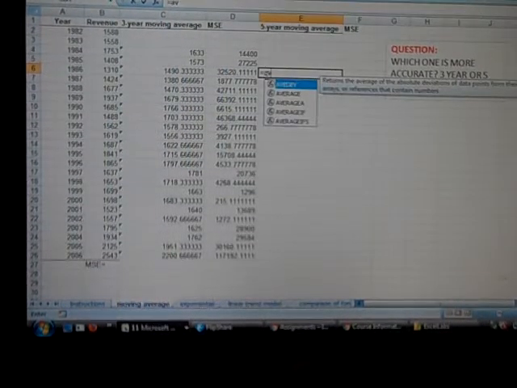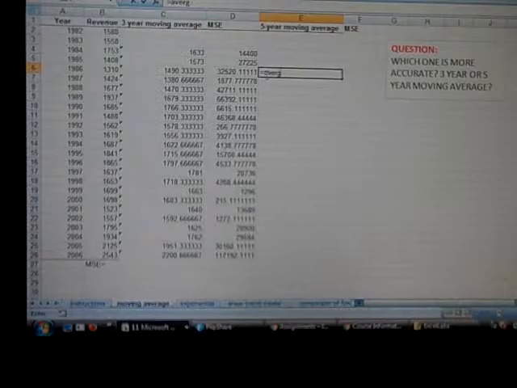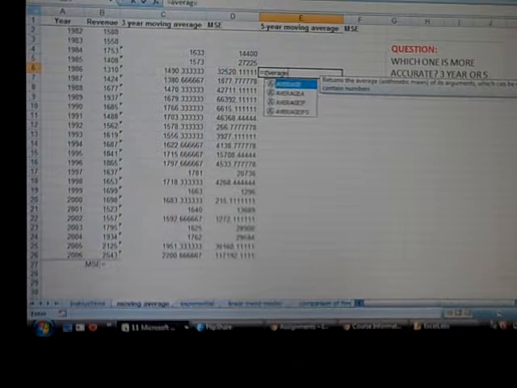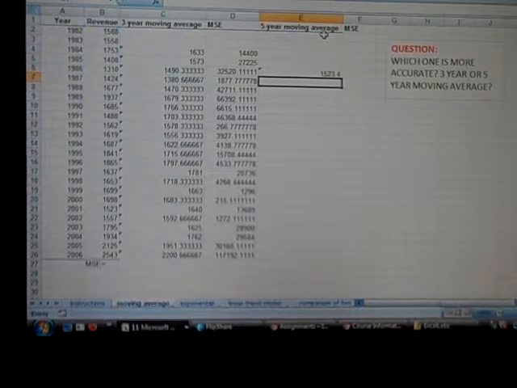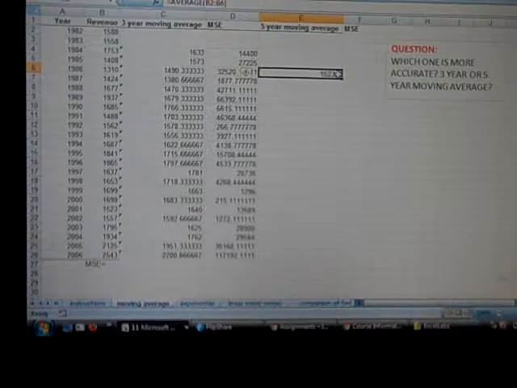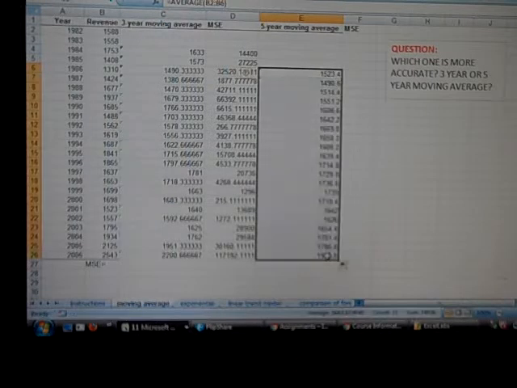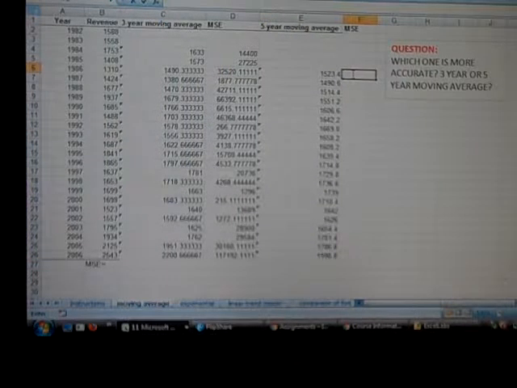We're just going to do the same thing we did as the other one. So then we go to the revenue, we go to 6. Okay, and then move this one all the way down, and then we go to MSE, and we just do the same as we did before.